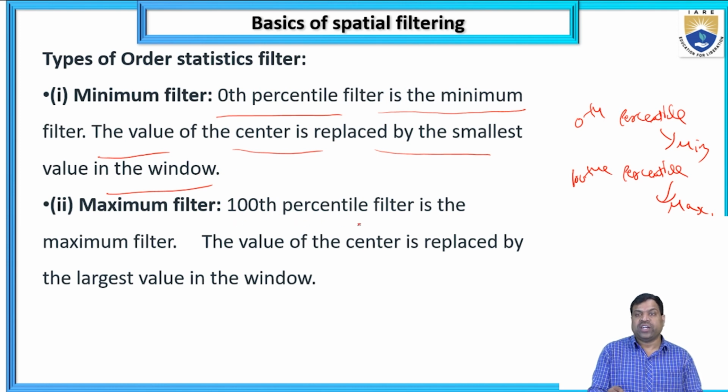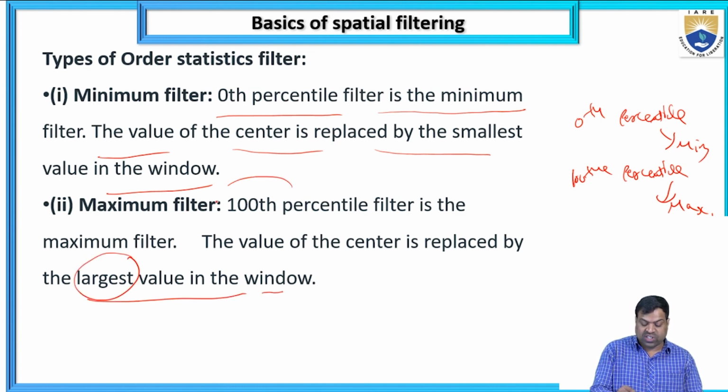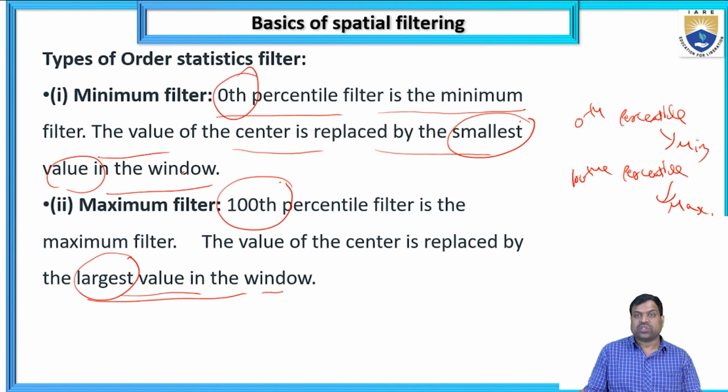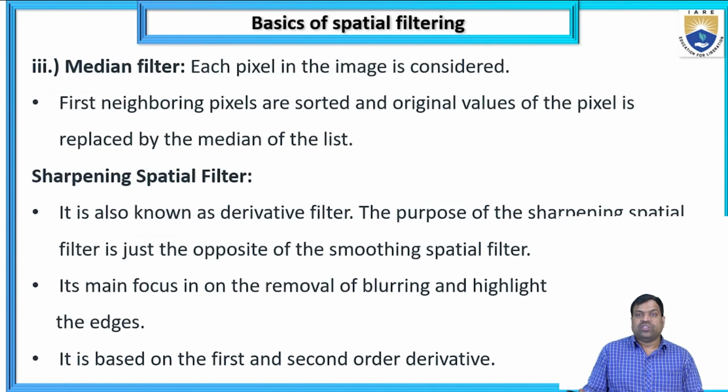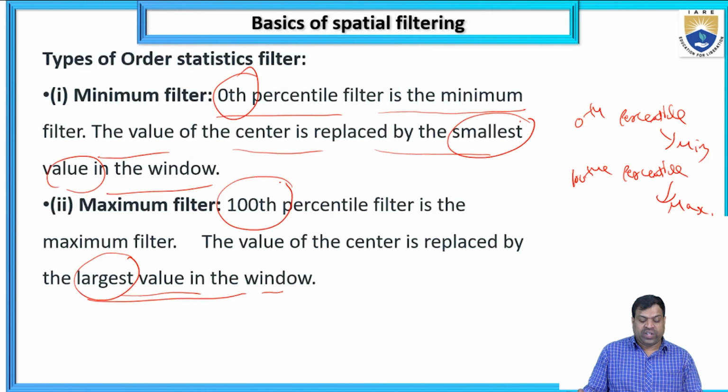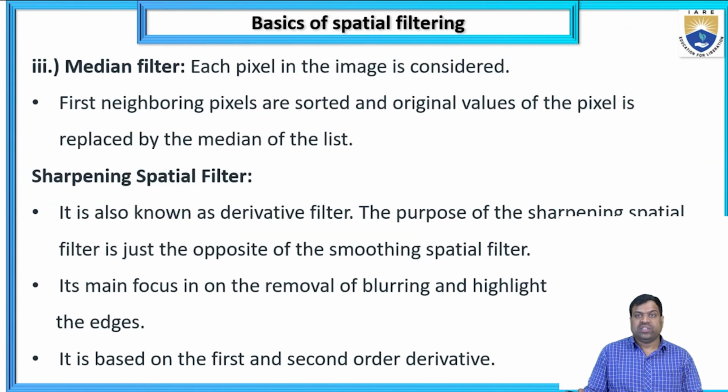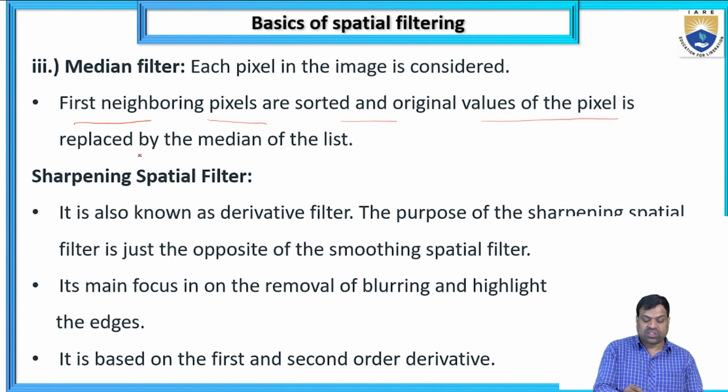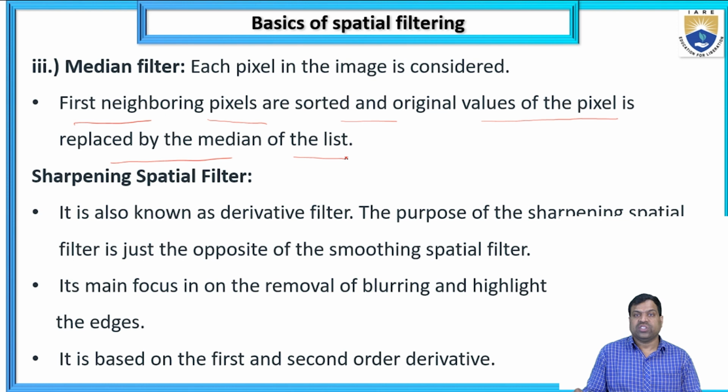The maximum filter is nothing but a 100th percentile filter, and the value of the center is replaced by the largest value in the window. Why? Because it is the 100th percentile. The minimum is the smallest value in the window. Why? Because it is the 0th percentile. Another one is the median filter: minimum filter, maximum filter, median filter. Each pixel in the image is considered. First, neighboring pixels are sorted, and the original values of the pixels are replaced by the median of the list.